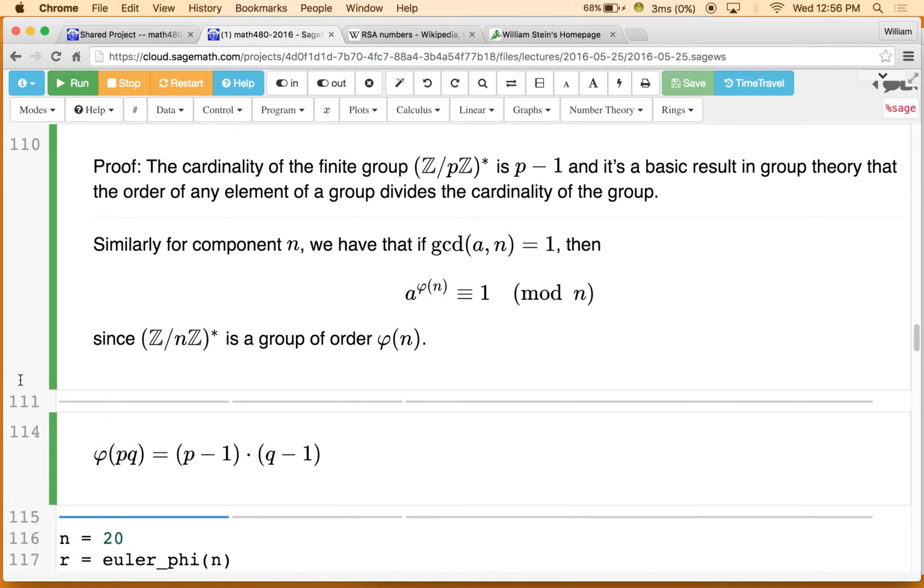Okay? So that's the one statement that you kind of need to know in order to understand RSA. If you take a number mod n that's co-prime to n and raise it to the power of phi of n, you get 1. And the reason is that the order of an element of a group divides the order of that group. It's kind of a central thing in abstract algebra.